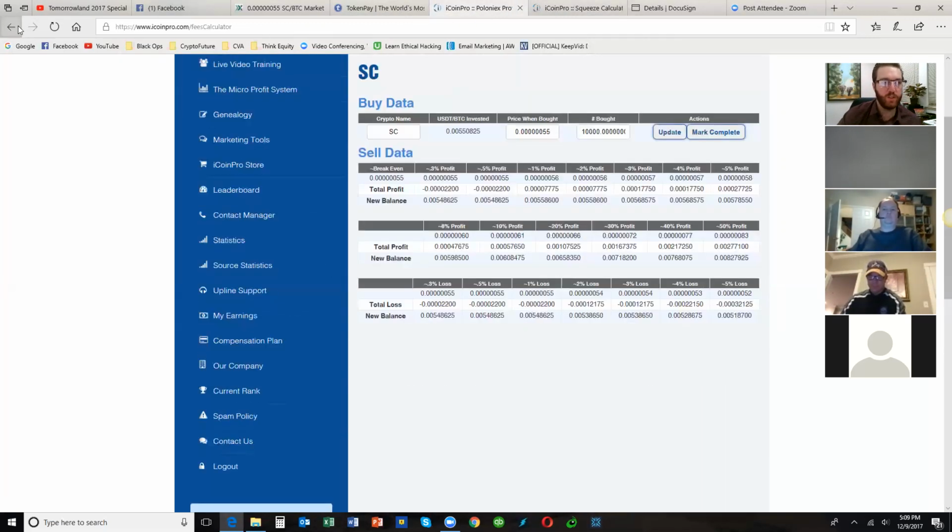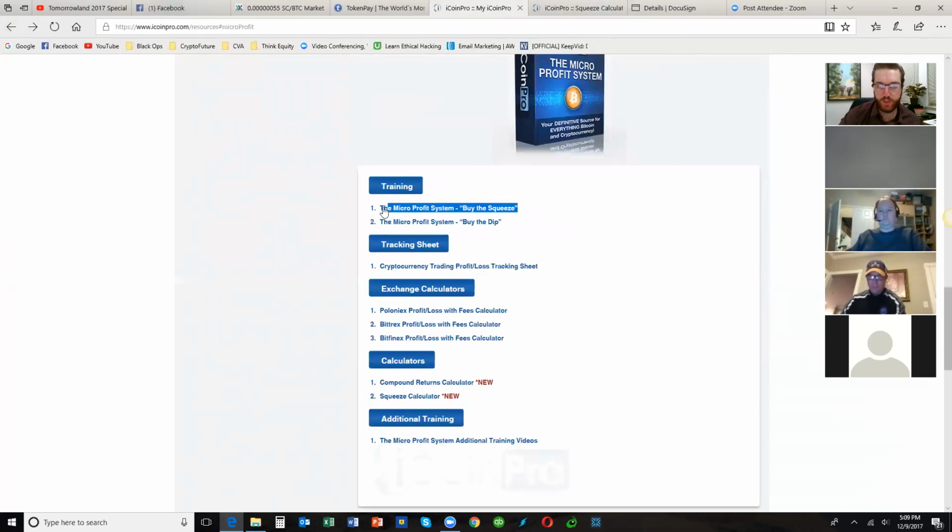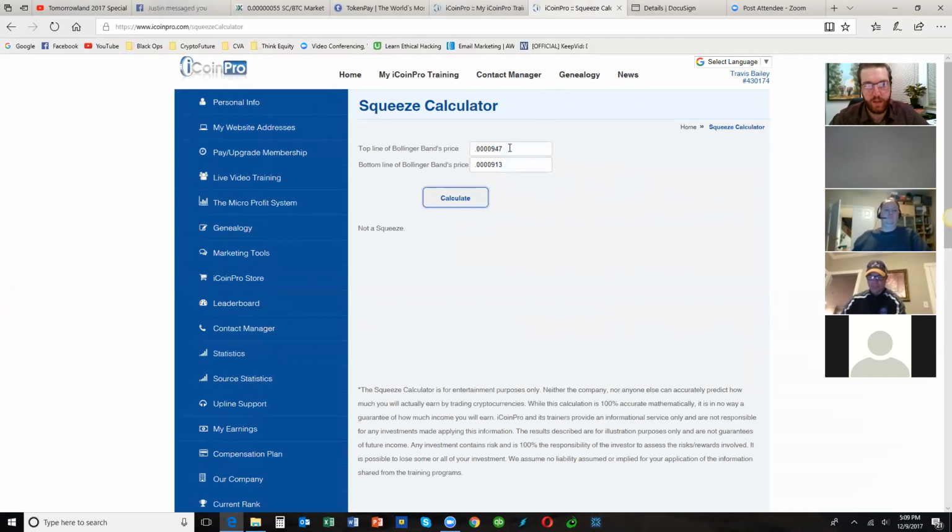If you're doing the buy the squeeze strategy, it's when the Bollinger Bands are getting closer and closer together. You can use the squeeze calculator to type in the price of the top Bollinger Band and the price of the bottom Bollinger Band to see if it's a true squeeze. And if it's not, you can calculate and it'll say not a squeeze. If it's not a squeeze, that trade may not go the way we predict inside of the squeeze strategy, because it's not a squeeze, even though it may look like one.